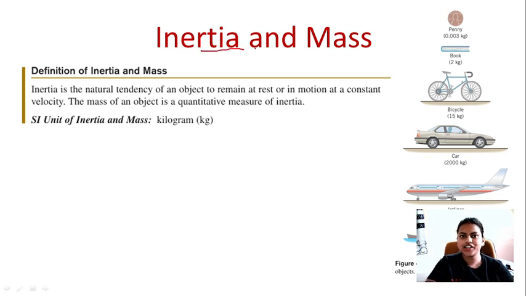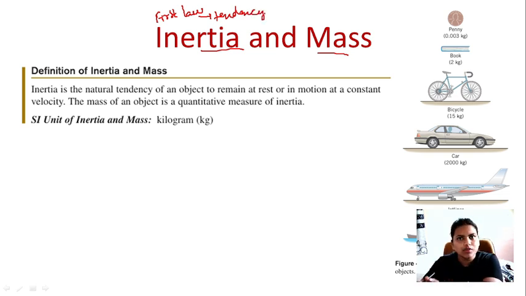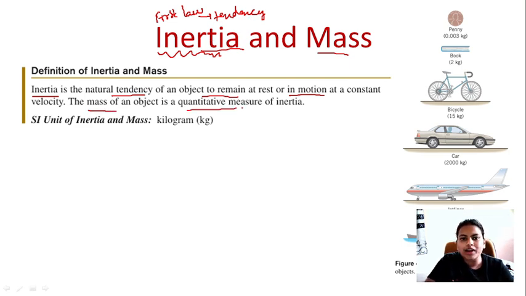Next is inertia and mass. So in Newton's first law, the tendency of the body to stay at rest or keep moving with a constant velocity, that tendency we know as inertia. So inertia is a natural tendency of an object to remain at rest or in motion at constant velocity. Mass of a body is basically a quantitative measure of inertia.